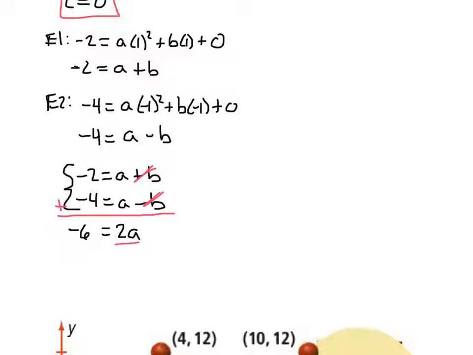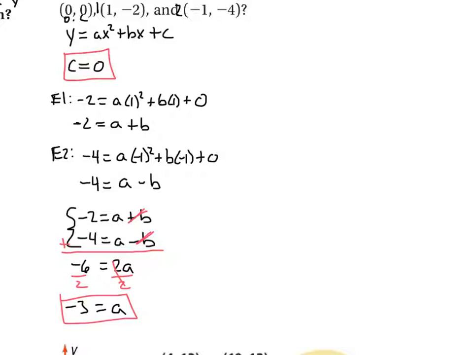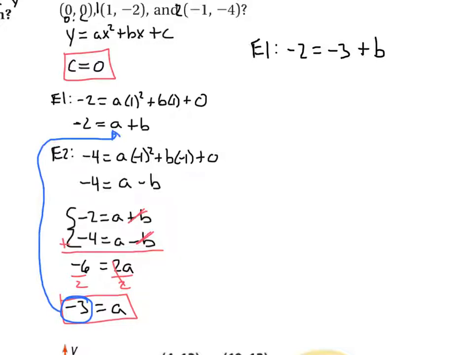So to solve for a, divide by 2, and a must equal negative 3. All right. So, Dre here said we want to plug into the first equation. I agree. You could have also plugged into the second equation. Doesn't matter. But if I plug into equation 1, that means I have negative 2 equals negative 3 plus b. Because remember, I'm plugging that value we found for a in for a in that equation. So add 3 to both sides.